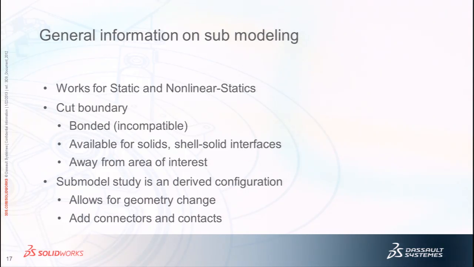So just to recap some things we talked about: it's available for static and nonlinear statics. At the cut boundary, it has to be incompatible. Available for solid shell interfaces. Also, we looked at a case where it's available for beams. You cannot cut a beam though. So it can be inside or outside, but it can't be at the boundary. And also make sure it's away from the area of interest. It works in a derived configuration, so you can make some geometry changes and add connectors and contact.